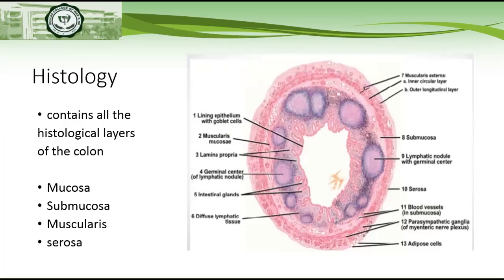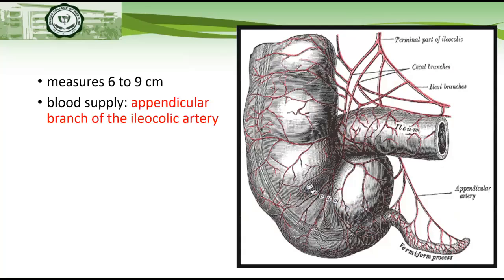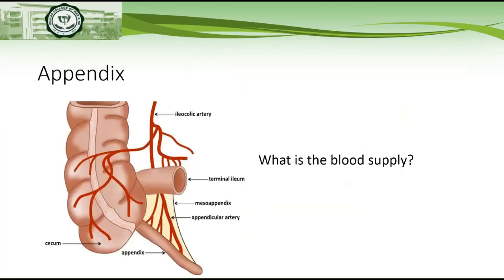It contains all the histological layers of the colon. You have the mucosa, submucosa, muscularis, and the serosa. It measures 6 to 9 centimeters. Its blood supply is the appendicular branch of the ileocolic artery. What is the blood supply? Okay, the appendicular branch of the ileocolic artery.